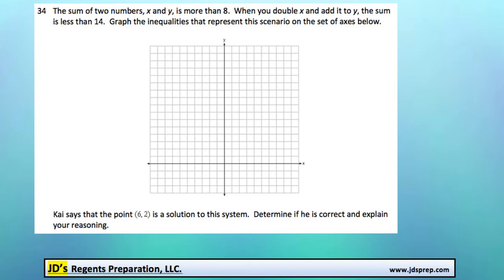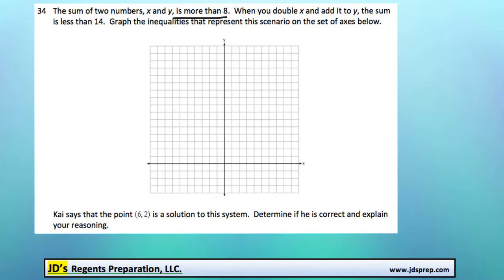This is question number 34 from the June 2016 Algebra Regents exam. So we've got the sum of two numbers x and y is more than 8. When you double x and add it to y, the sum is less than 14. And what we need to do is graph these two inequalities.